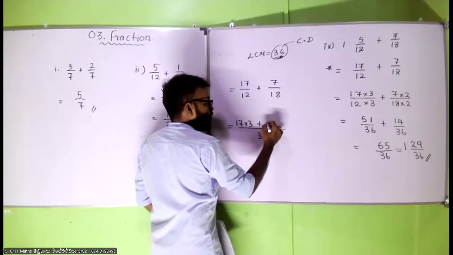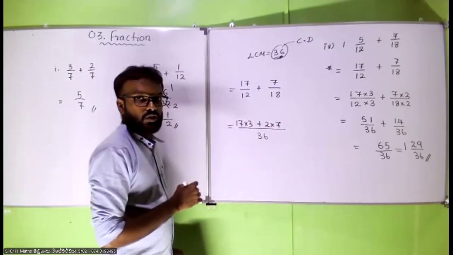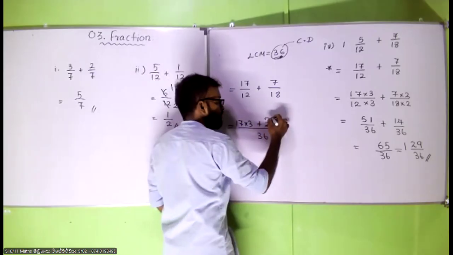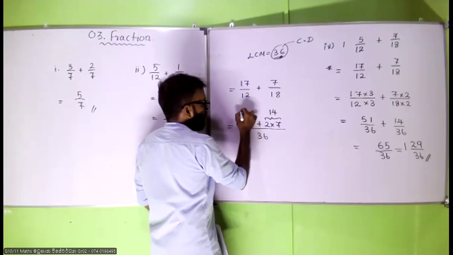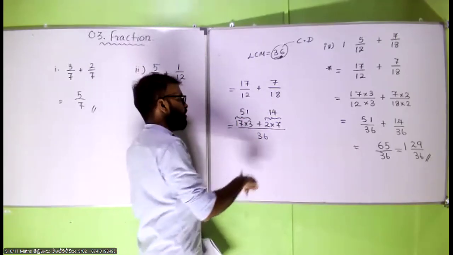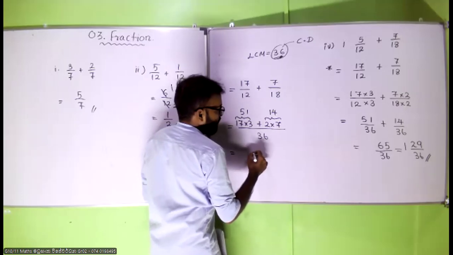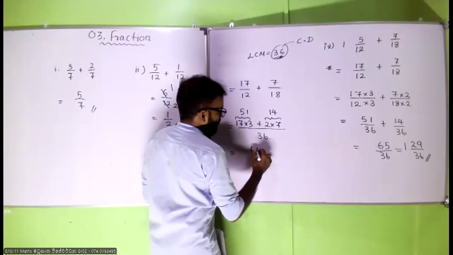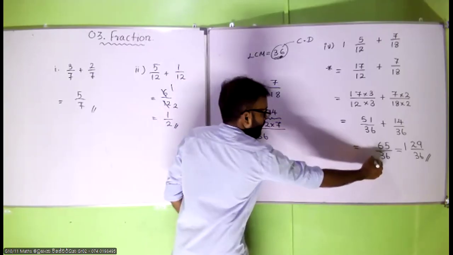Actually, no need to write this. 2 times 7, you can simplify and just put this as 14. And this is 51. Then what you have to do? 51 plus 14, 65. 65 over 36. So we get the same answer.